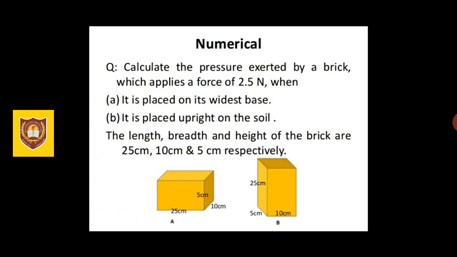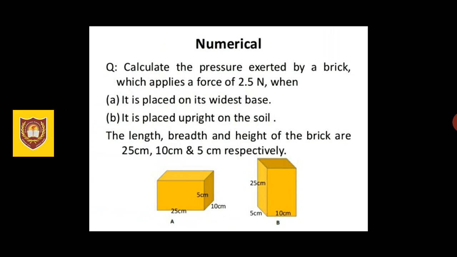Let's study the numerical. When you are doing the numerical, make sure that you will use the notebook and the paper pencil. Calculate the pressure exerted by a brick when it applies a force of 2.5 Newton. When it is placed on its widest base, it is placed upright on the soil. The length, breadth and height of the brick are 25 cm, 10 cm and 5 cm respectively.